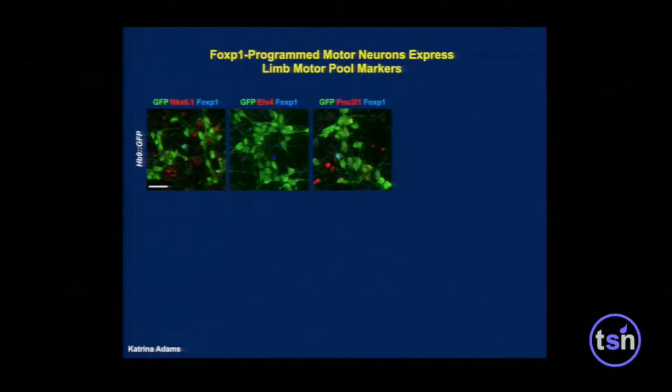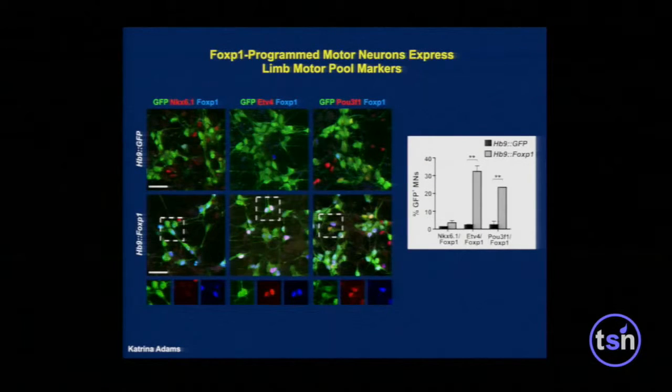So let's look a little bit closer at the FOXP1-expressing motor neurons. Under control conditions, when we differentiate these cells, we went looking for what are termed the motor pool markers. These can be defined by different transcription factors. When you make motor neurons in the control population, we very rarely see signs of overlap between GFP and any of these markers, which are here in red. But this is dramatically increased now when we've got FOXP1 expressed. So this is telling us that we're able to convey a sense of competency to the stem cell-derived motor neurons to turn on these different motor pools.